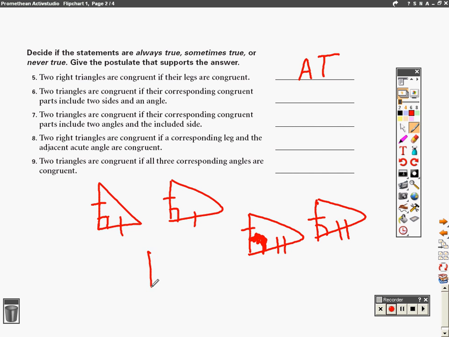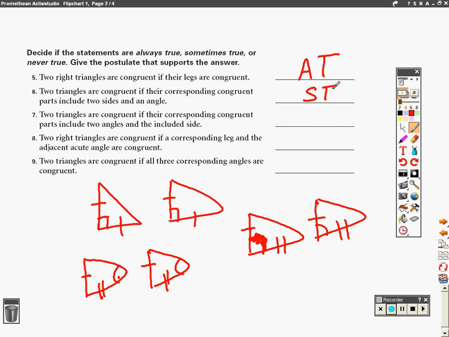But if the 2 sides and the angle were like this, then these wouldn't be congruent because this would be SSA as opposed to SAS. So it really depends. So this would be sometimes true.